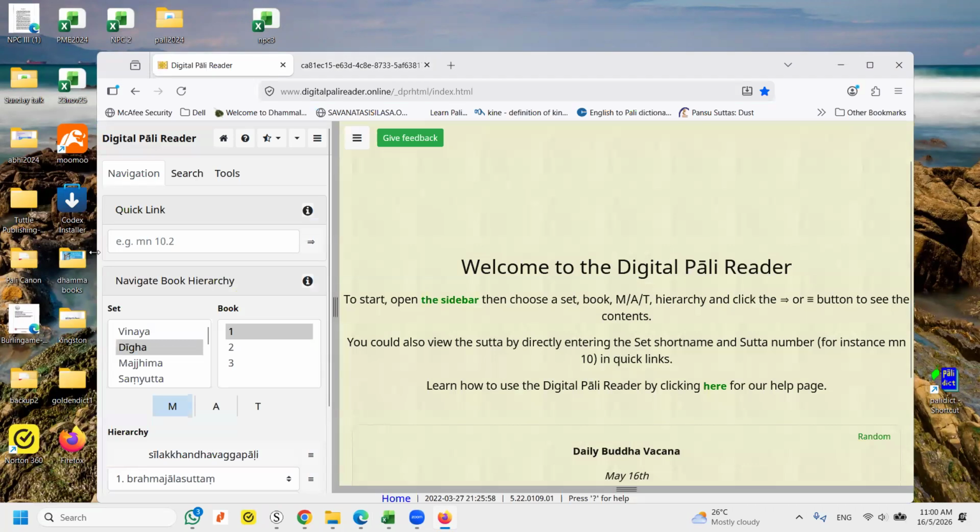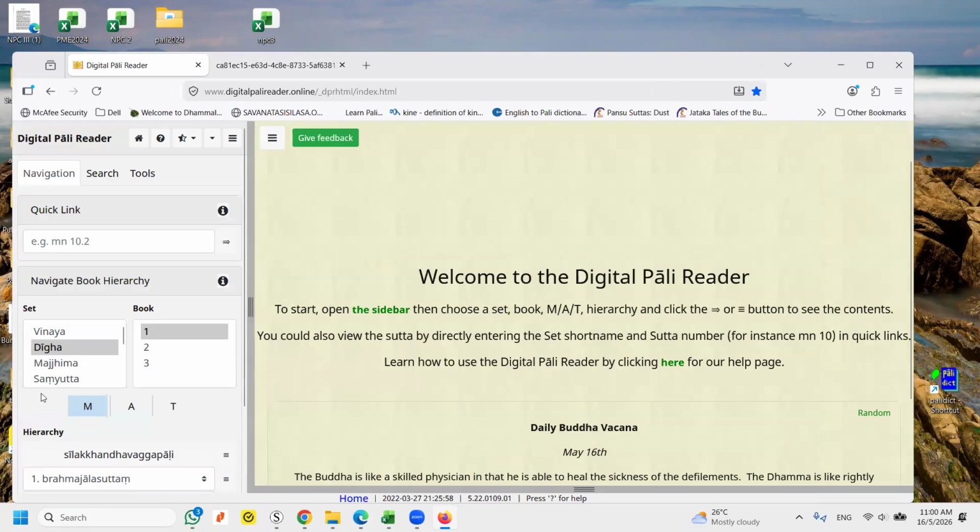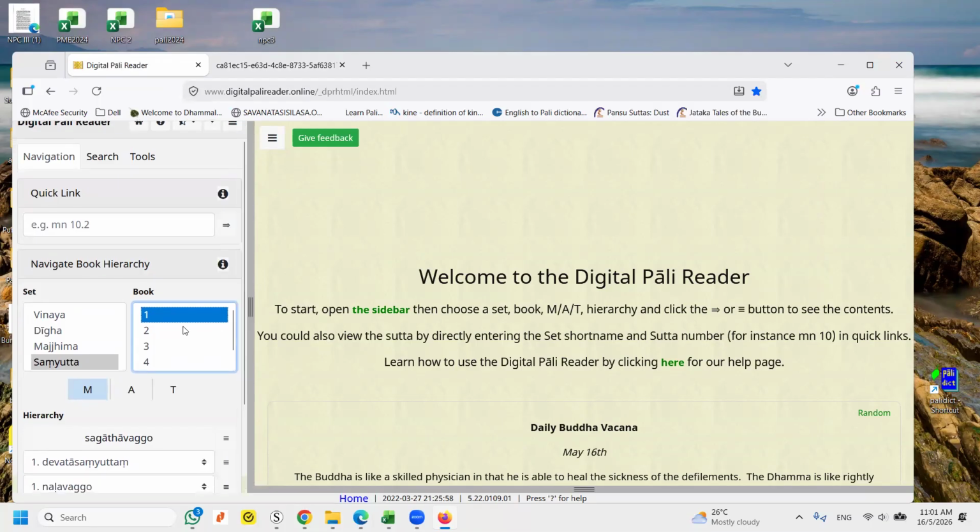I have not used this for a long time already. Yes, you introduced it to us last time. You taught us. So it is under Samyutta Nikaya. Can you see the words here? Vinaya, Digha, Majjhima, Samyutta Nikaya. Can you see this, 1, 2, 3? That means this Samyutta Nikaya is broken down into 5 portions. So the 1 is indicating this one. No need to search here, because when you click 1, the 1 is here.